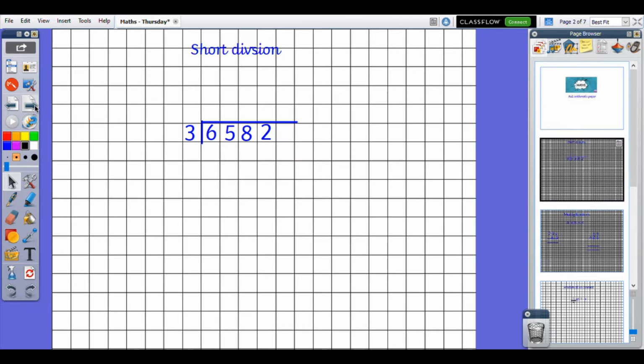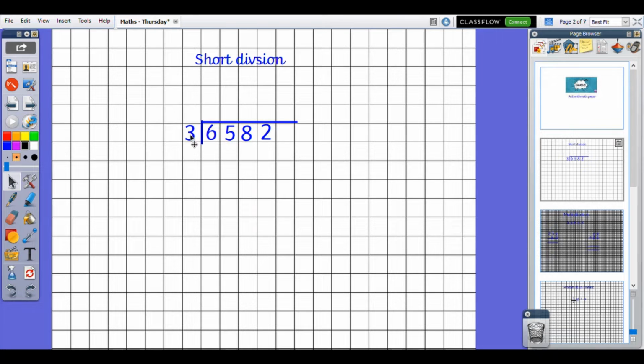So first we are going to look at short division. I'm sure you all remember how to do short division, but we are just going to do a quick recap. So I am doing 6,582 divided by 3. So remember, this is my divisor. Divisor is the number I am dividing by.